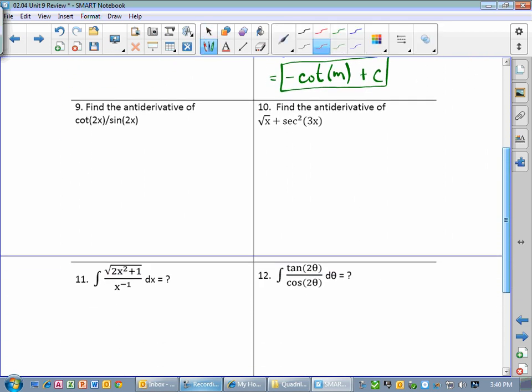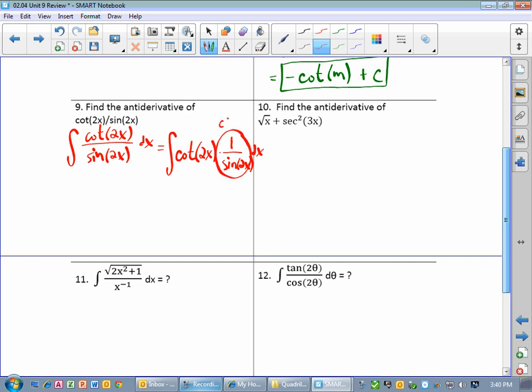Write the antiderivative of cotangent 2x over sine of 2x dx. Now this takes a little bit of calculus magic, I suppose. Notice cotangent of 2x divided by sine of 2x is the same as cotangent of 2x times 1 over sine of 2x dx. And notice 1 over sine of 2x is also known as cosecant of 2x. And so we have cotangent 2x, cosecant 2x.